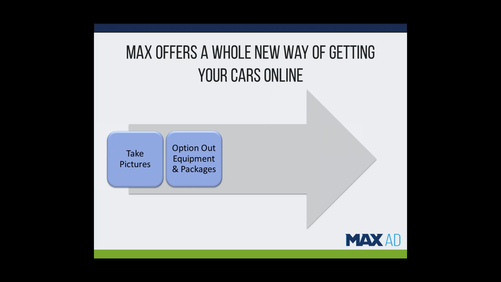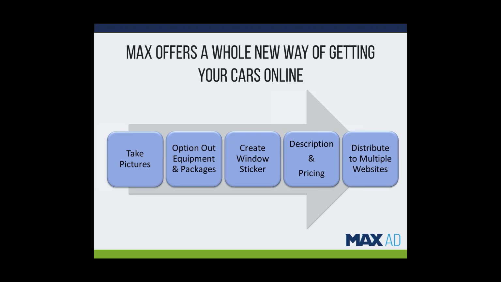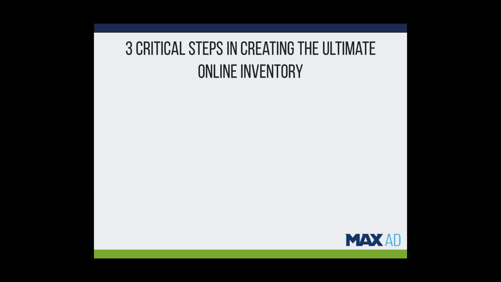We give you the tools to option out equipment, and then obviously the real spice behind Max is the packages. We'll talk about that in a minute. We do have the capability to create window stickers for you, create that online description and price the car, and then ultimately it needs to be distributed out to the web. So Max is a product that handles all that stuff. And we're going to talk today about how we create those descriptions that'll really drive click-through and make you stand out from everybody else in the crowd.